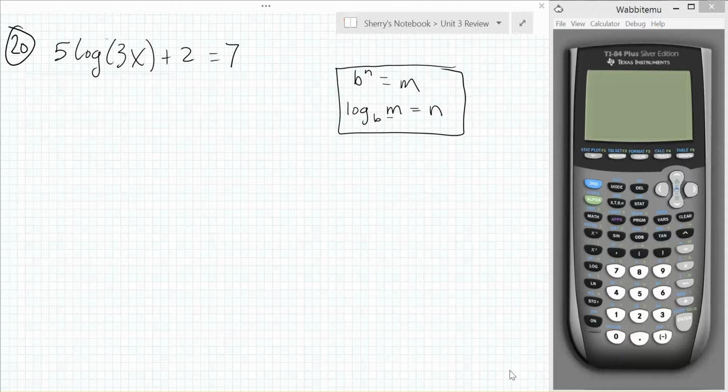For the final equation on the review, number 20, we again want to get the x by itself, but right now it's trapped inside the logarithmic equation. To get an x out of a log, I'm going to need to switch it to exponential form, but that log part has to be completely by itself before I start.